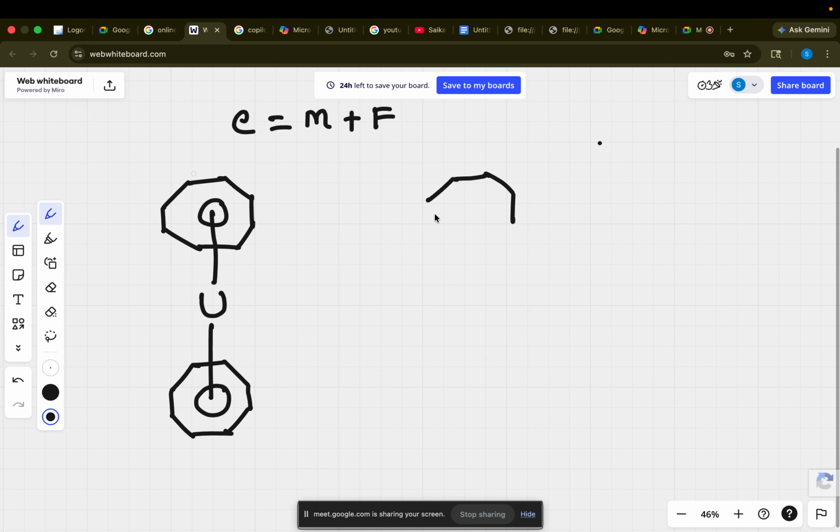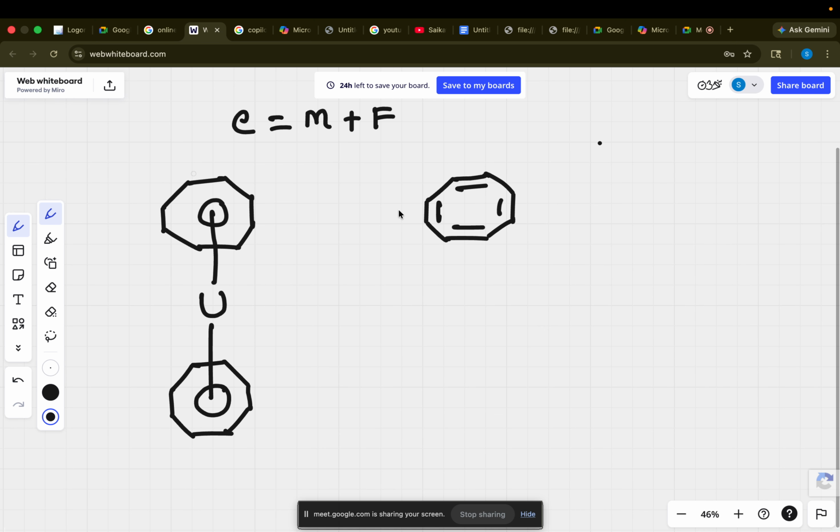This is your cyclooctatetraene. Suppose you have this bond, here you have a double bond, right? Now see, so basically you have this, right? So this double bond, if I am drawing like this, that means all the atoms are involved in donation to the metal center, right?